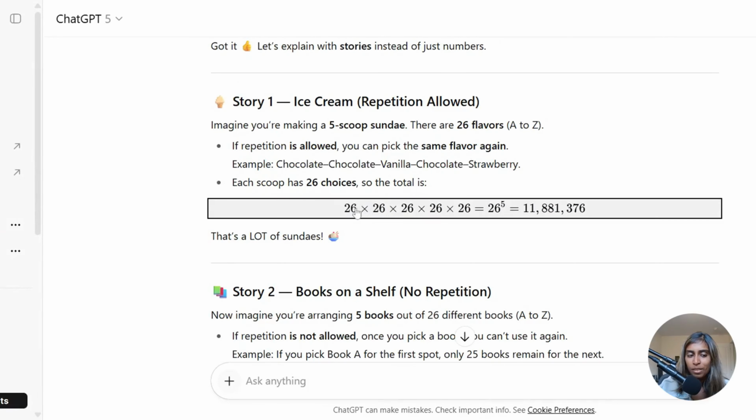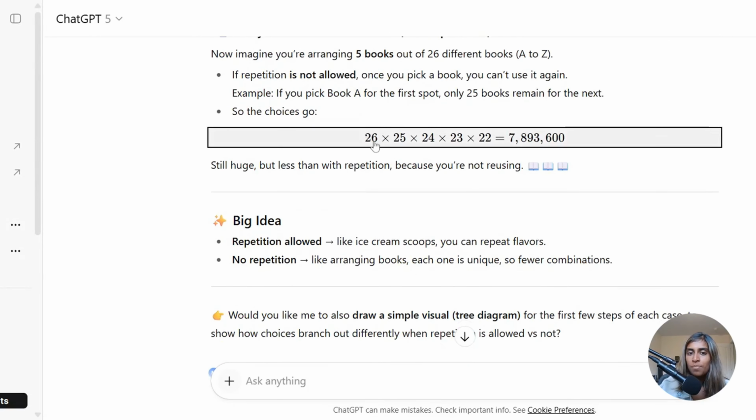Again, with 26 flavors you can pick any of them every single time. So you keep going 26 times 26 times 26. However, with 26 books, I arranged one already, so there's only 25 left. Next I arranged the second one, so only 24.